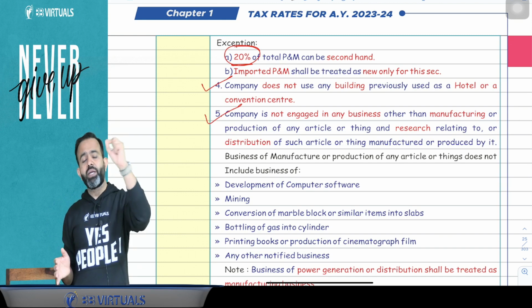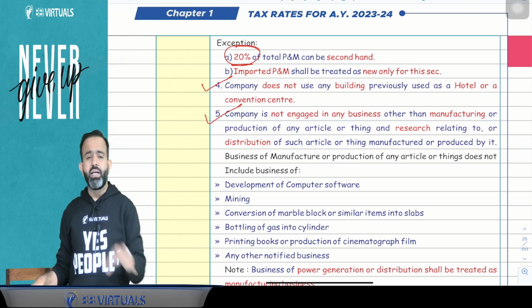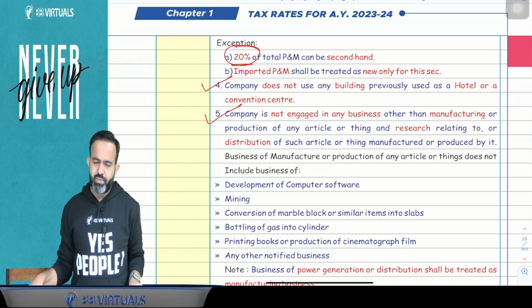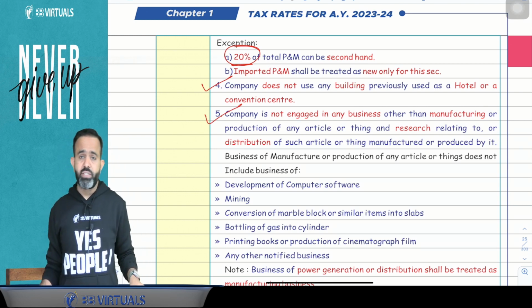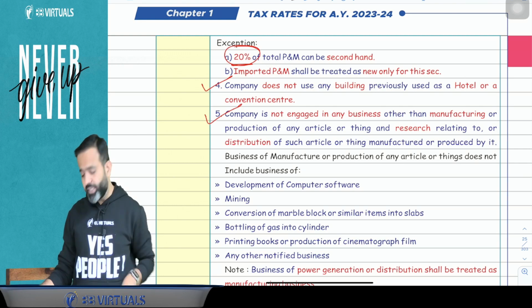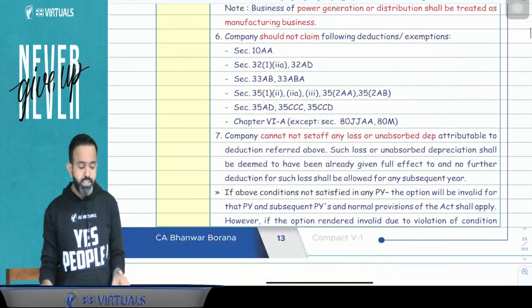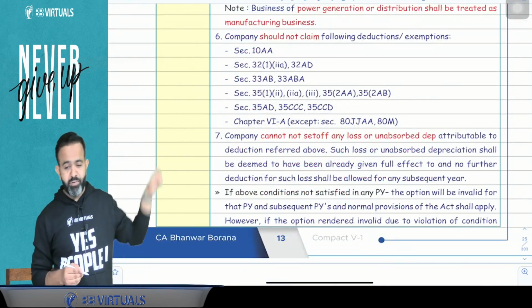But always remember, if there is a power generating business, that will be treated as manufacturing business. Here lawmakers clearly mention that if any person is engaged in the power generation, that will be treated as manufacturing business. One more point, next condition says that a company cannot claim this benefit.